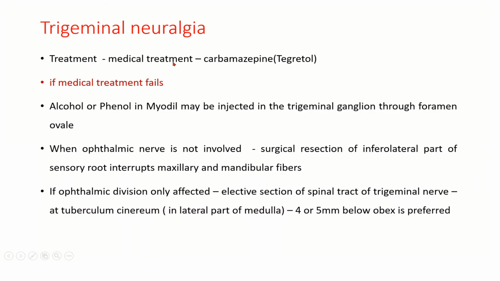So treatment: medical treatment includes prescription of carbamazepine, which is an anticonvulsive agent. So if medical treatment fails, then alcohol or phenol in myodil may be injected in the trigeminal ganglion through foramen ovale. So when ophthalmic nerve is not involved, surgical resection of inferior lateral part of the sensory root interrupts maxillary and mandibular fibers. If ophthalmic division only is affected, then selective section of the spinal tract of trigeminal nerve at tuberculum cinereum, which is in the lateral part of medulla, 4 or 5 millimeters deep below the obex, is preferred. So these are surgical options. This is a medical option.